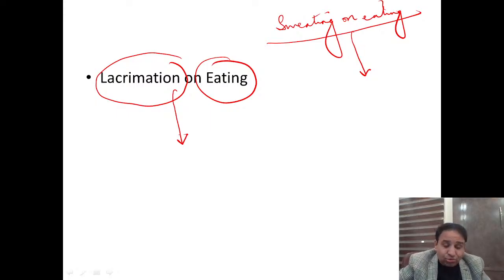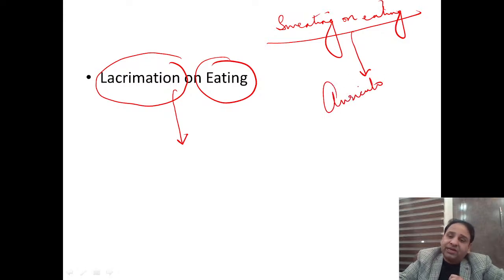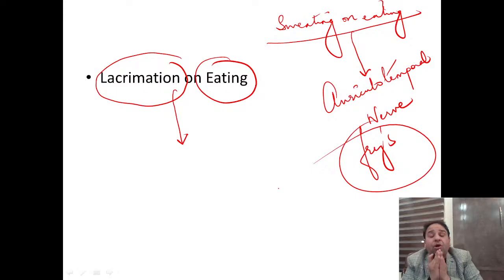So you are all correct, students, that sweating on eating is a part of Frey syndrome, sweating on the forehead while we eat. So the nerve involved is the auriculotemporal nerve. That is your Frey syndrome. But remember, all of you, that lacrimation is different, sweating is different. Sweating on eating is Frey syndrome, auriculotemporal nerve.